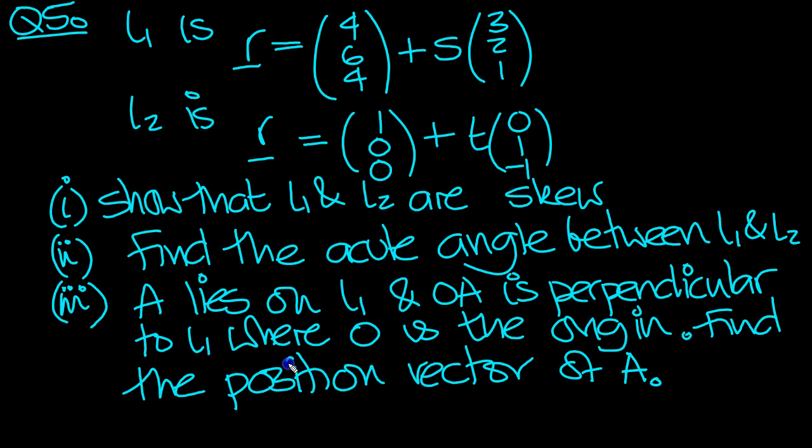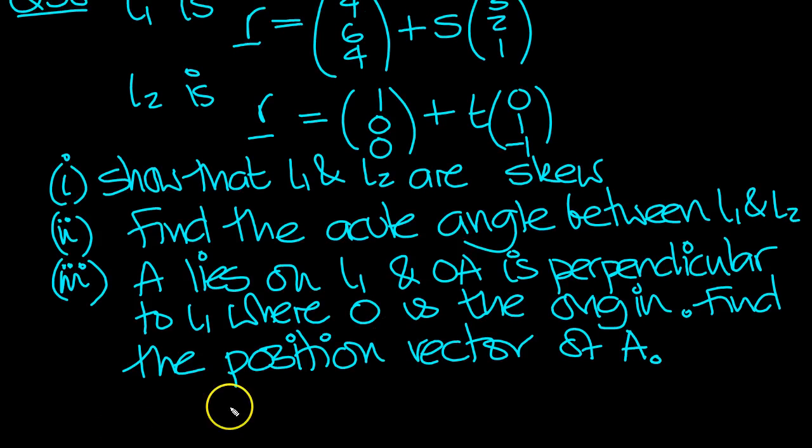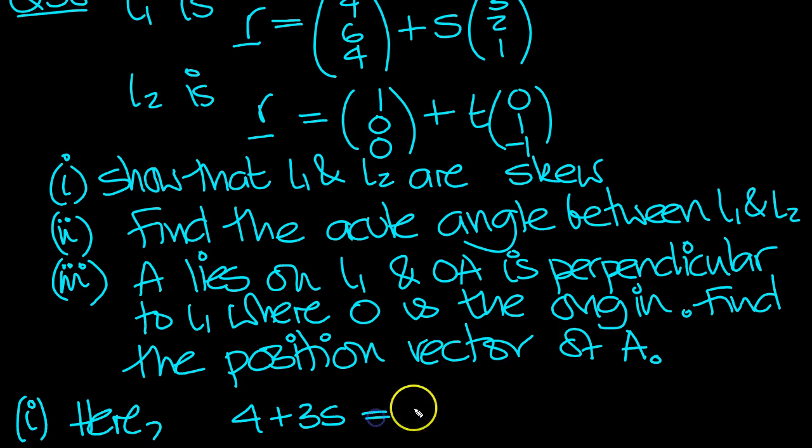Okay, so I've got it all summarized here. So let's have a look at this problem then. Show that L1 and L2 are skew first of all. So for part 1 then, for them to meet we need 4 plus 3s to be equal to 1 plus 0t, so it's just 1.